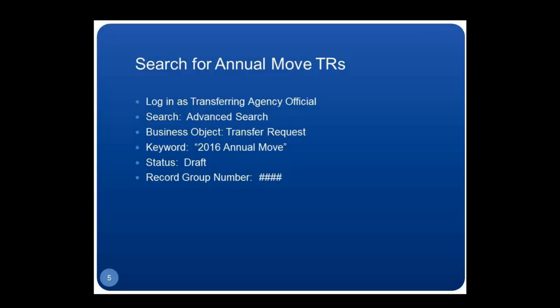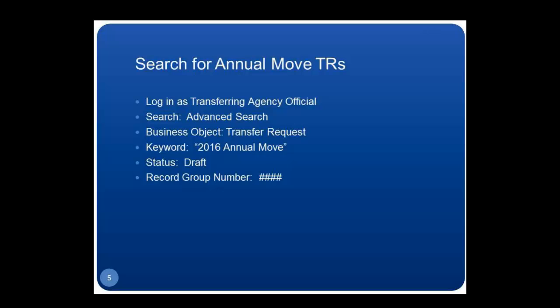When conducting the advanced search, the business object that needs to be searched is the transfer request. A business object is a term that's unique to the ERA system, which in effect in this context means the form. The ERA is used for both scheduling and transfer activities, and as such, there are several forms that agencies may use when completing the scheduling and transfer process. For this purpose, for the annual move, the business object or form that needs to be searched is the transfer request.